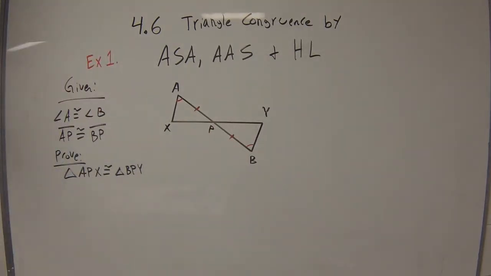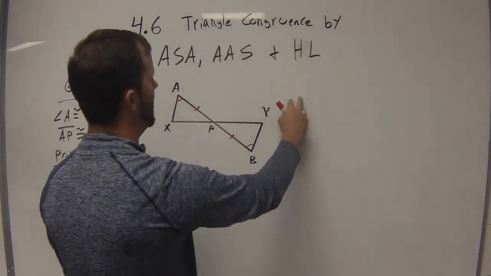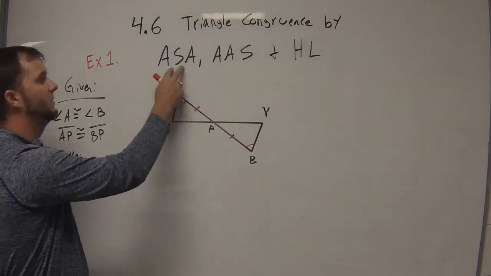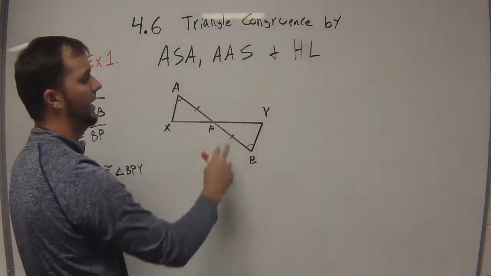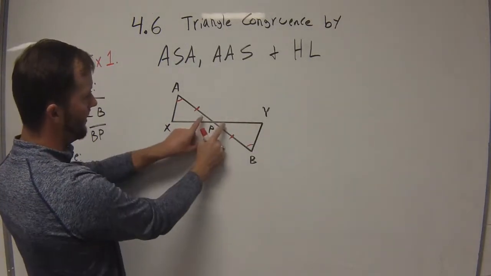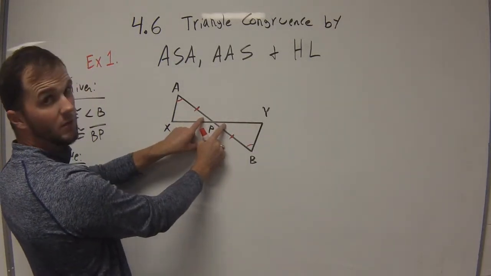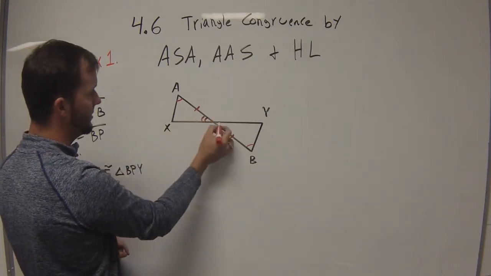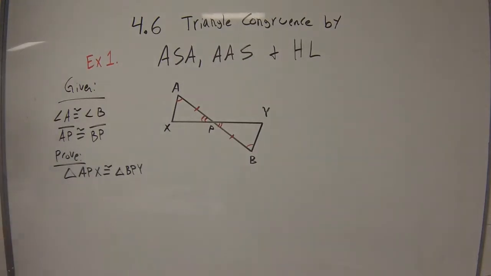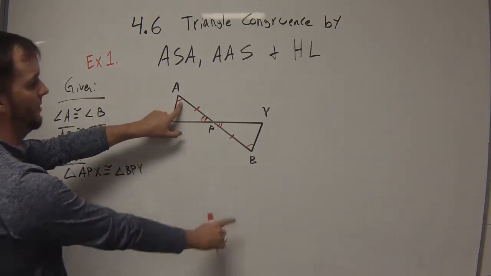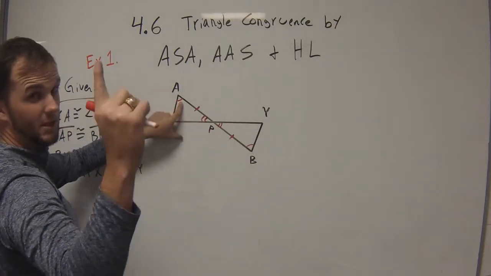Okay, so right now I know that I can't do hypotenuse leg because there's not a 90-degree angle. So I know it's either going to be angle side angle or angle angle side. If I have 2 lines crossing each other, then these 2 angles right here are going to be vertical angles. So that means they're going to be congruent. So let's go and look at this. Angle A up here has 1 notch. Angle B has 1 notch. So ladies and gentlemen, that's 1 angle.